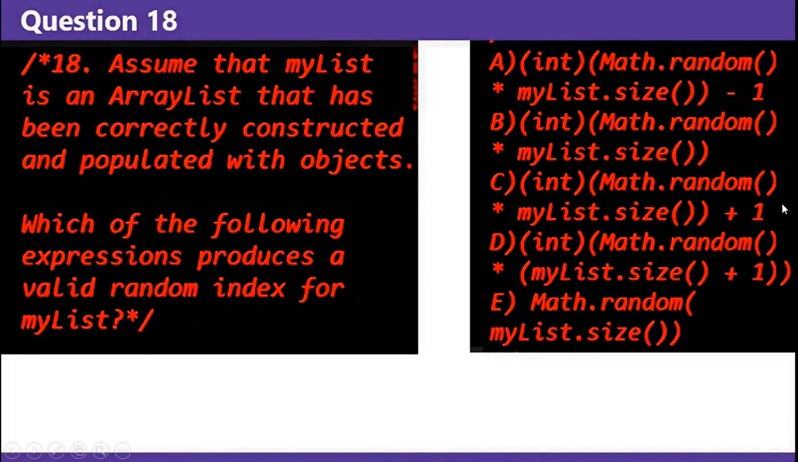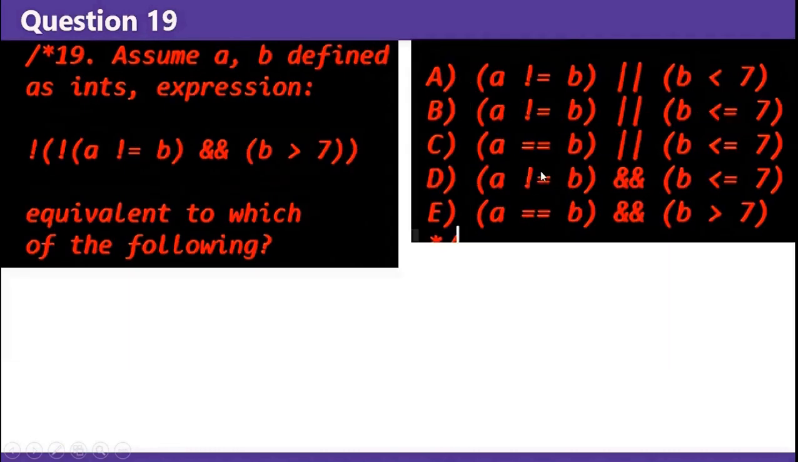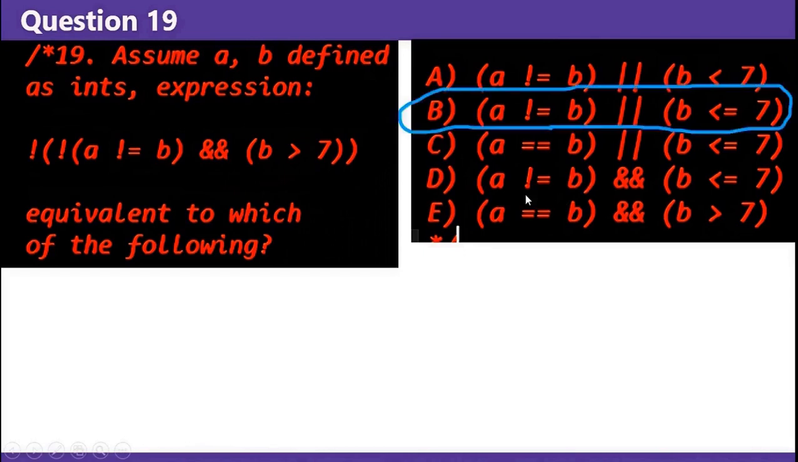Question 18 asks how to use Math.random to get a valid array list index. Math.random generates a decimal number from 0.0 to 1.0, with the end not being inclusive. Multiplying and casting creates integers from 0 to array list size minus 1, so the answer is B. For question 19, applying De Morgan's law to the given expression involves flipping the and to an or and distributing the logical not to the two operands. Additionally, the opposite of greater than is less than or equal to, therefore, the answer is B.